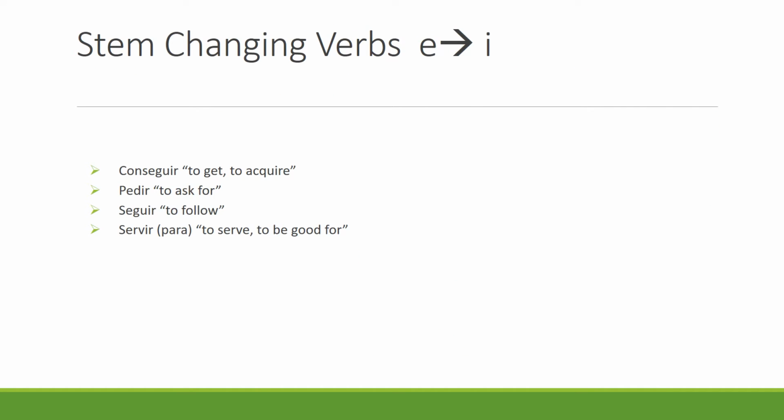Okay, the third type of stem changing verb is when the stem starts as an E and it gets changed to an I. So here are some examples. Conseguir, pedir, seguir, servir. As you can see, there's an E in the stem and it will change to an I.